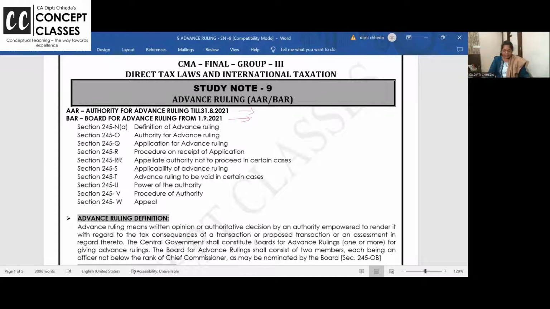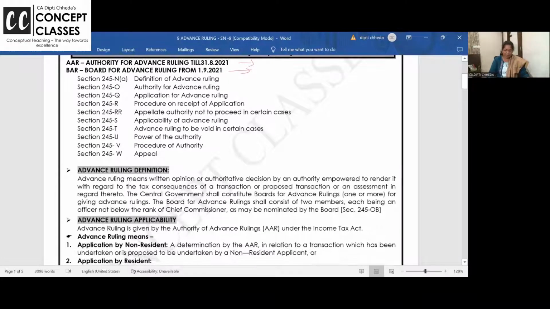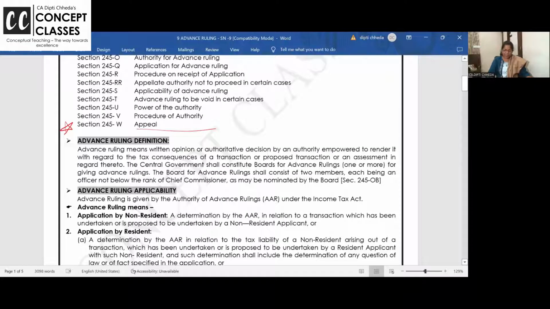And advance ruling, will it be void even if you obtain it? What are their powers? This one is added. Mark this section important. Earlier also it was binding, now also it is binding, but now still you can contradict and go ahead. There are ways out of it. And very nice case studies we will discuss at the end. So advance ruling means a written opinion or authoritative decision by the authority empowered to render it with regard to the tax consequence of transactions or proposed transactions, or an assessment in regard thereto.